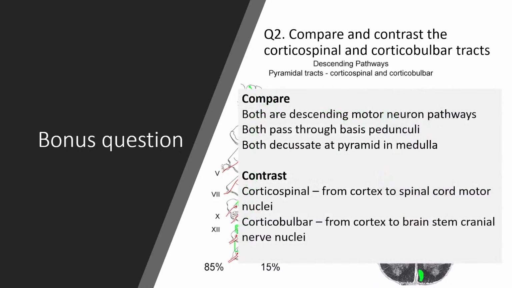The difference is that the corticospinal goes from cortex to spinal cord motor nuclei, and corticobulbar goes from the brainstem to the cranial nerve nuclei. Bulbar, think brain, it's to do with the head, so it's controlling the muscles and the functions of the head and neck.